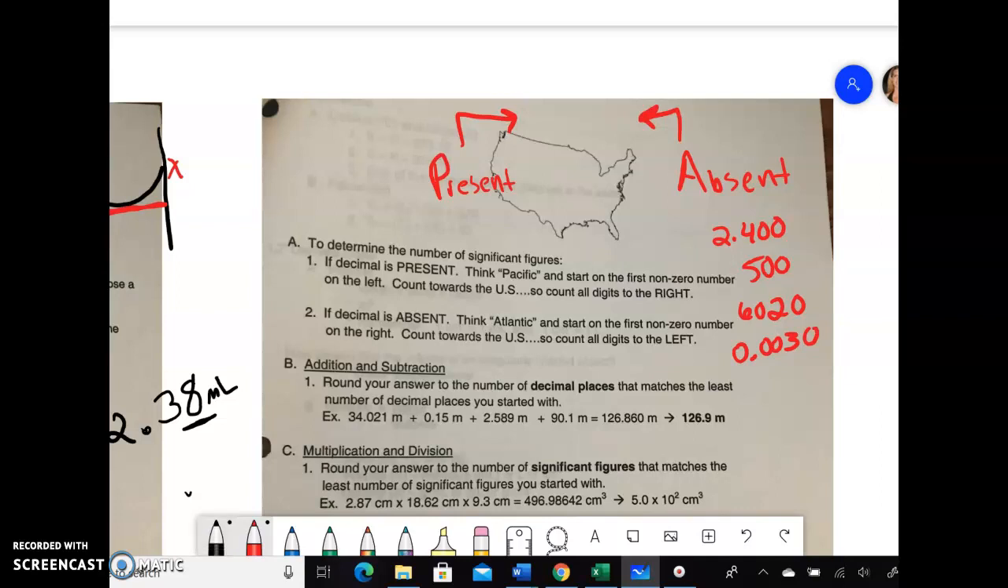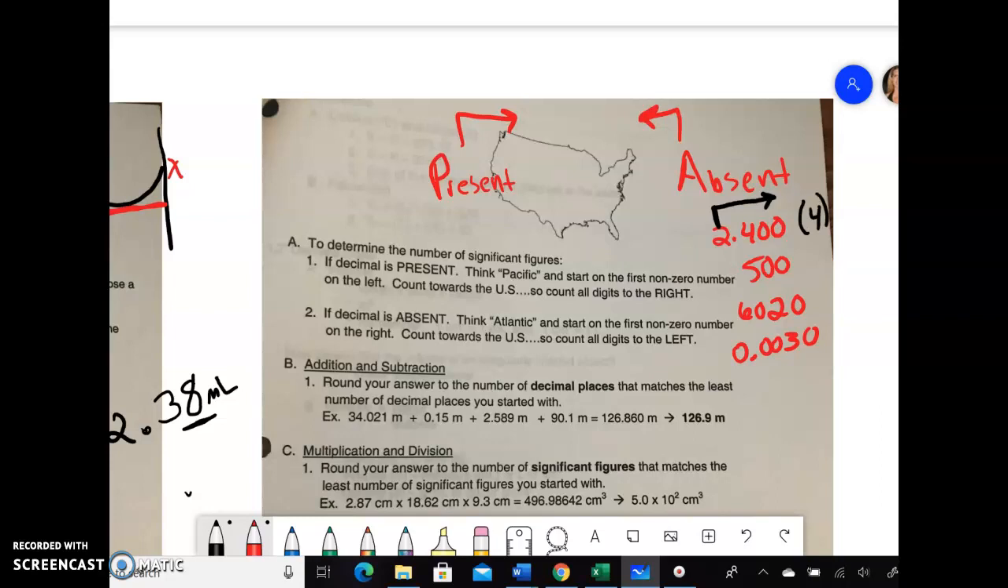Okay, so for this first example, the first question you're going to ask is, is the decimal present or absent? It's present. I see the dot right after the 2. So I'm going to start with the first non-zero number on the left, and that number would be the 2. Then you're going to count towards the United States. Just think of the Pacific Ocean, count towards the United States. So we're going to count all the way till we get to the end of the number. So all 4 of those digits are significant.